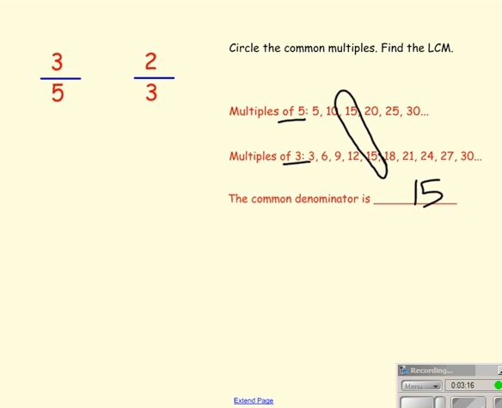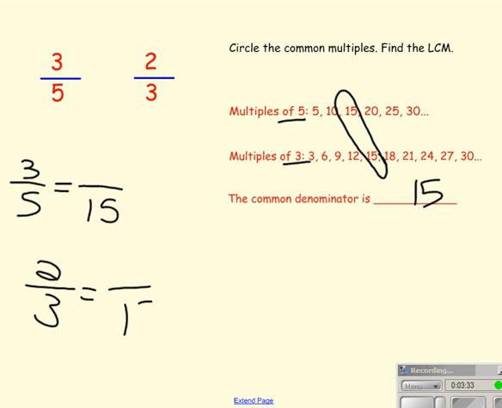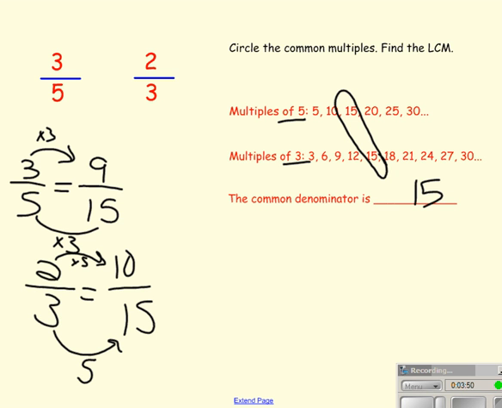So if we're going to change these into 15, I want to make my 3/5 into an equivalent fraction with 15 as the denominator, and my 2/3 into an equivalent fraction with 15 as my denominator. To get from 5 to 15, I times by 3. To get 3, I then times by 3 again, and I have 9. This one, 3 to 15, I times by 5. 2 times 5, and I have 10. So my two equivalent fractions are now 9/15 and 10/15.